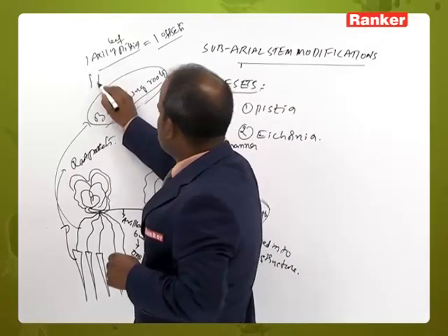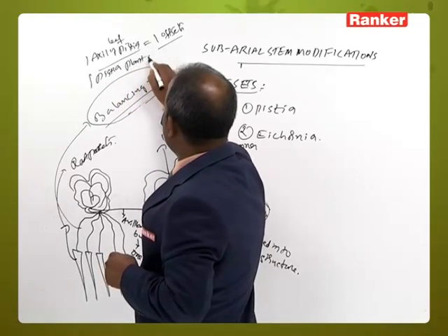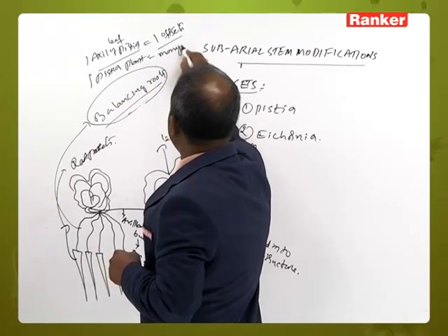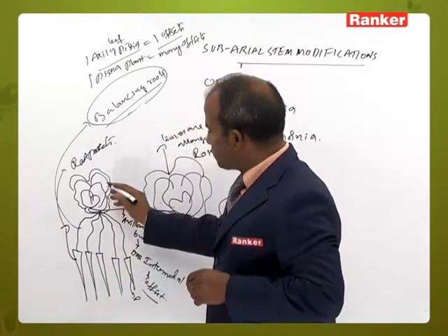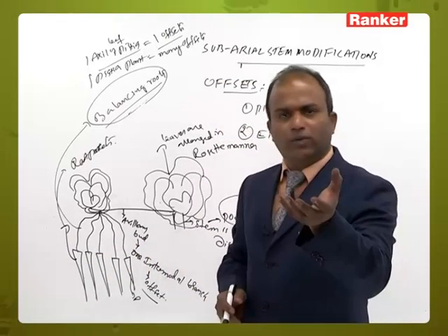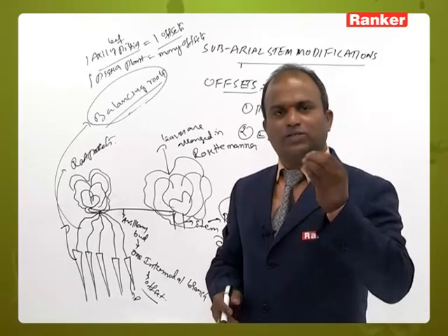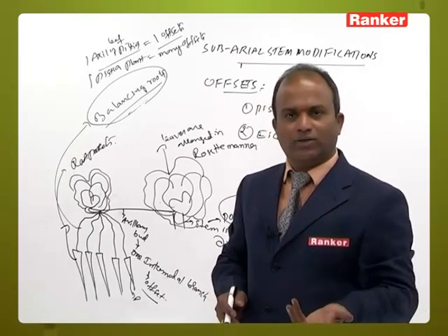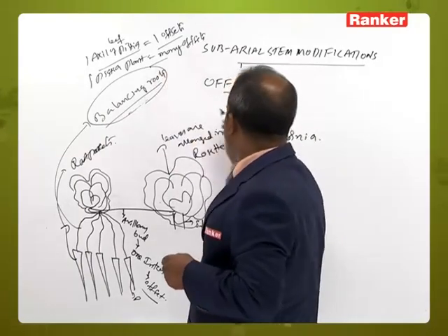Whereas one Pistia plant is equal to many offsets, no? Why? Because Pistia shows a numerous number of leaves. That means it shows numerous axils, numerous axillary buds, and numerous one-internodal branches, that is nothing but offsets, no? So this is about Pistia.